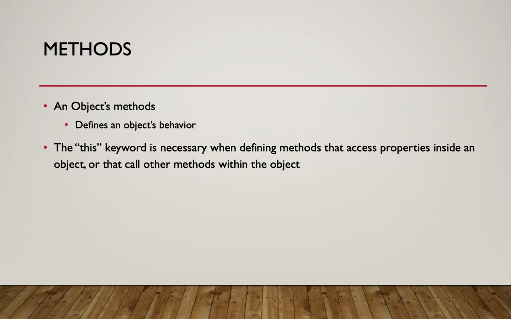Hello, in this video we will talk about an object's methods and the use of the this keyword, which is necessary when defining methods that access properties inside an object or that call other methods in the object. Recall from the other video that properties correspond to the characteristics of an object, while methods correspond to their behavior.